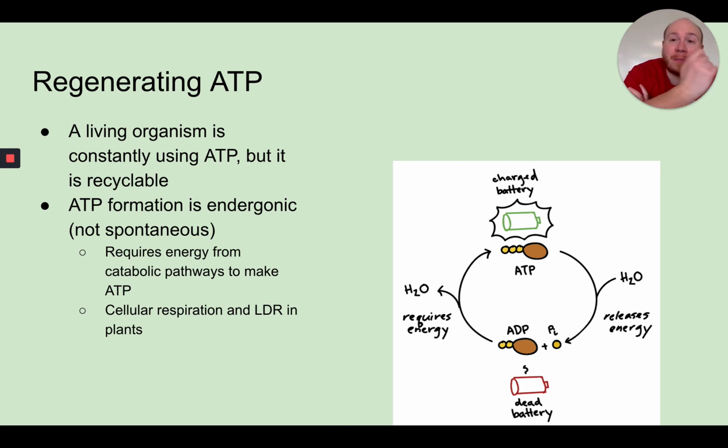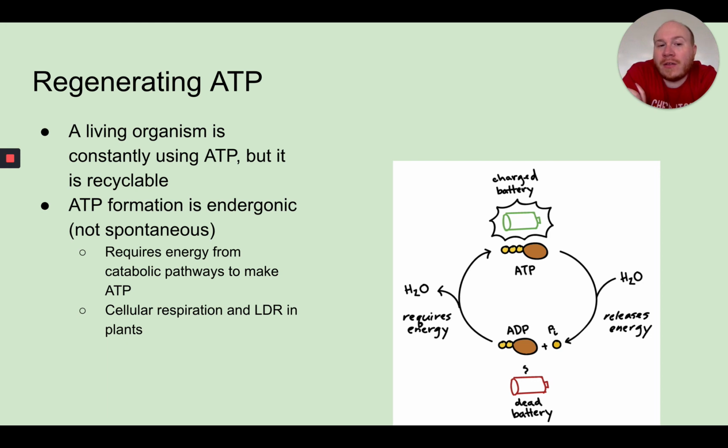It is not spontaneous, which means that if you put a whole bunch of ADP and phosphates into a beaker, they would not attach to themselves naturally because it takes too much energy to do so. They don't want to do that. And so what we need are catabolic pathways to make ATP, to build it.